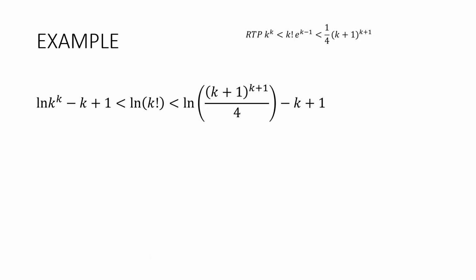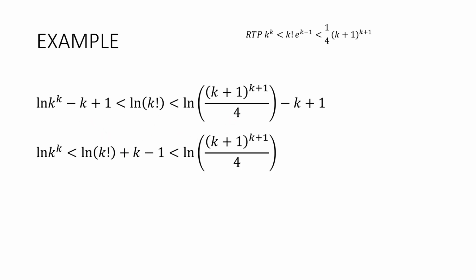Now I'm going to add k minus 1 to all three parts, like this. Right, let's get rid of these logs. We're going to raise each of those terms as powers of e. So e to the ln k to the k is just k to the k, is less than e to all of that, is less than e to the ln, they will cancel out, so this becomes k plus 1 to the k plus 1 over 4. All right, we're nearly there.